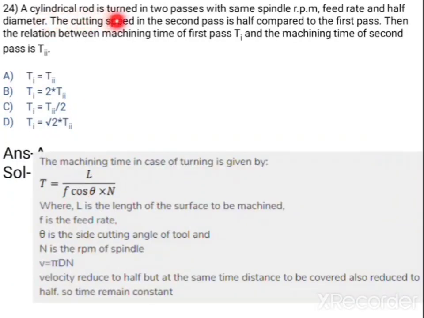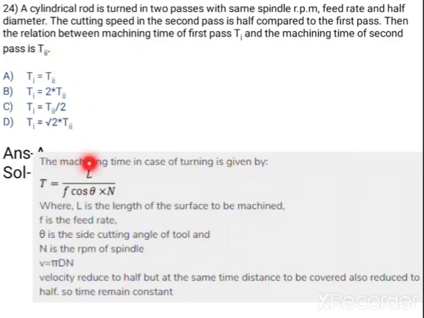Question number 24. A cylindrical rod is turned in two passes with the same spindle rpm, feed rate and half diameter. The cutting speed in the second pass is half compared to the first pass. Then what is the relationship between the machining time of the first pass Ti and the machining time of the second pass Tii? They ask for the relationship.